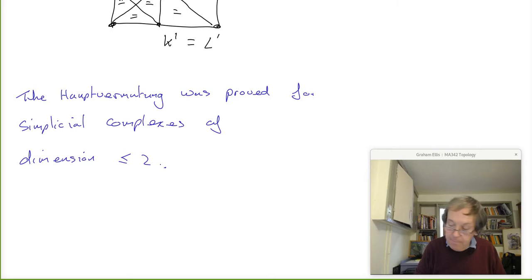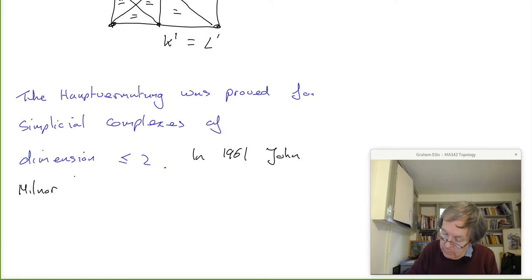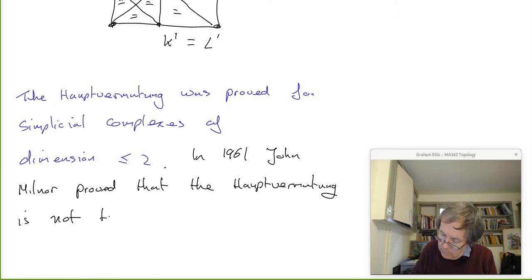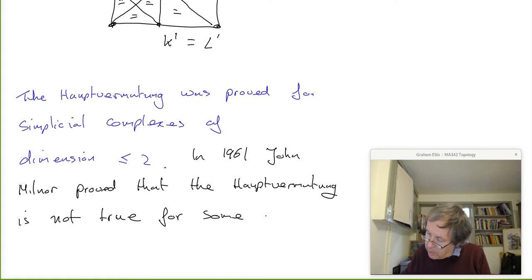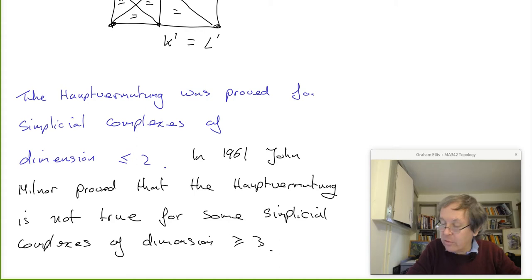In 1961, John Milnor proved that the Hauptvermutung is false in general, for some simplicial complexes of dimension greater than or equal to 3. So, wow, this early attempt, it took people a long time to realize that it's going to fail. It took them till 1961.